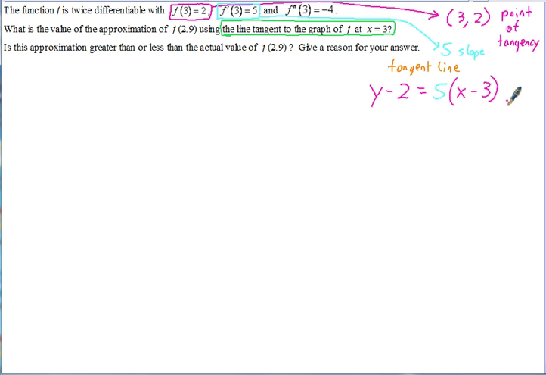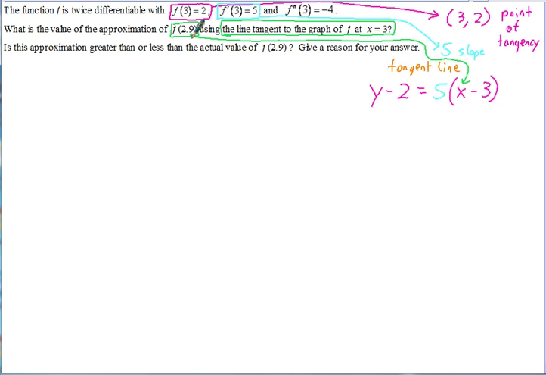Now, if that's all we're interested in, the tangent line, you could actually just leave it like that. But we're actually going to use the tangent line for something in this case. What we're going to use it for is to approximate f of 2.9. So the way you do that is you just take 2.9 and substitute in for x right there.